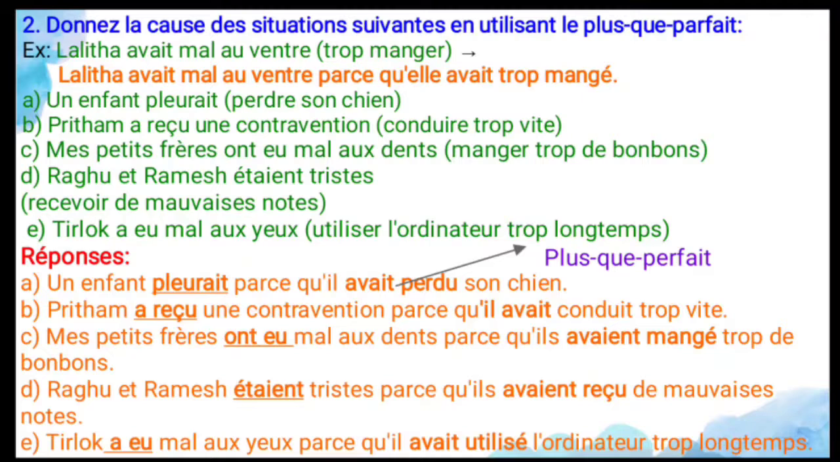And the fifth one, Tirlok a mal aux yeux. So Tirlok had sore eyes, and the verb is utiliser l'ordinateur trop longtemps.